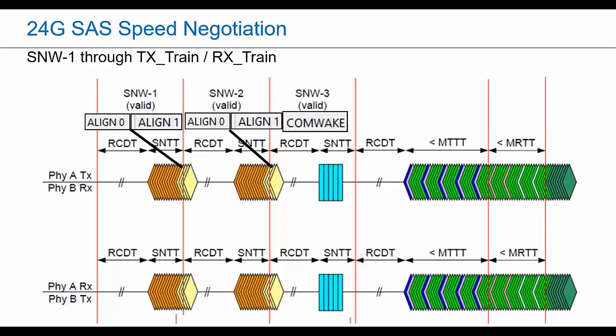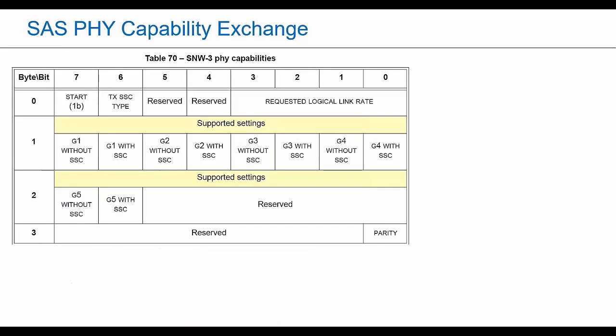Here again, wait the 500 microseconds. You're supposed to send OOB idle during that RCDT. Then you'll see COM wake from both PHYs if they support S&W3. The PHY capability message itself still uses the same format as SAS3. Obviously, the Gen 5 signaling rate is now defined, but we're still using COM wake signals to transmit PHY caps. And protocol analyzers should, of course, allow you to capture this exchange.